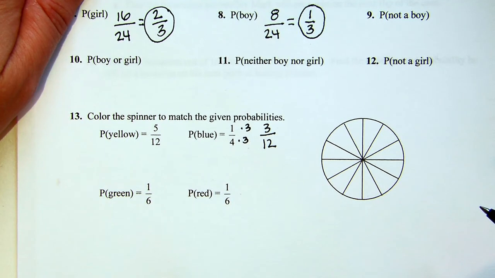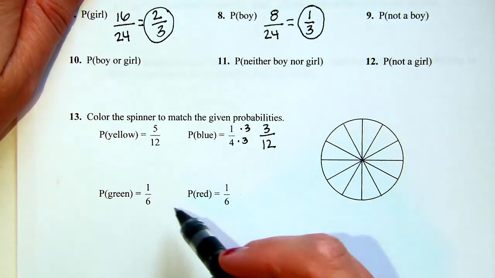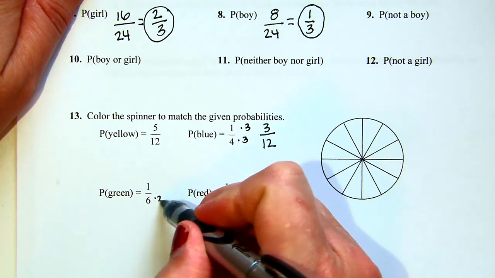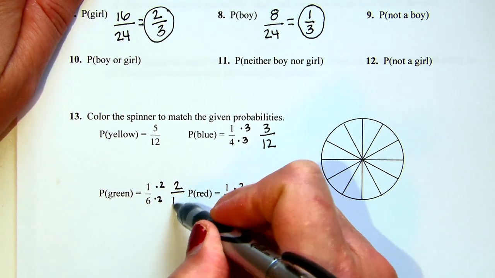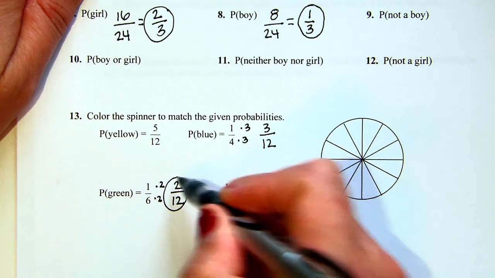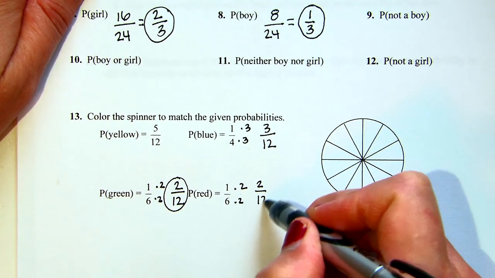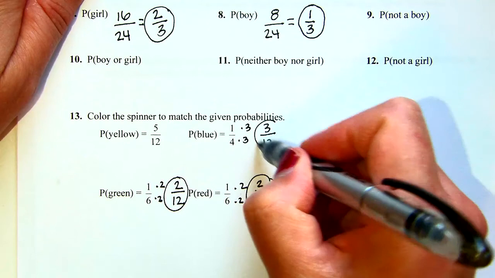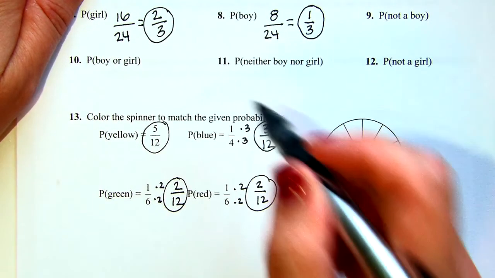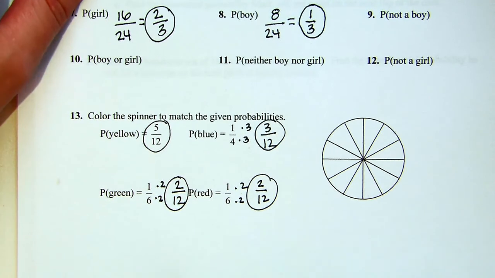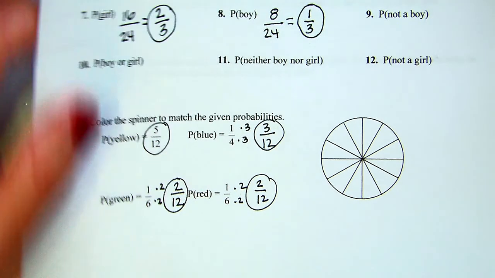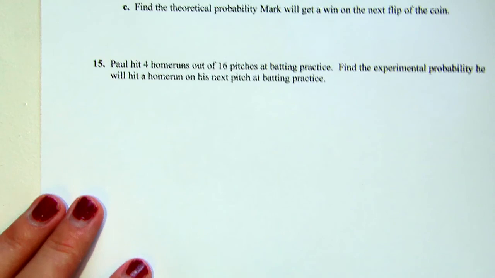Okay. 6 can go into 12 2 times. So I'm going to times the bottom by 2, top by 2. So that means that actually 2 out of 12 pieces are green. And 2 out of 12 pieces are red. Okay. Altogether, these should always add up to be your denominator. So make sure you pay attention to that as well if you got some funky numbers. All right. Now lastly, we've got questions 14 and 15.